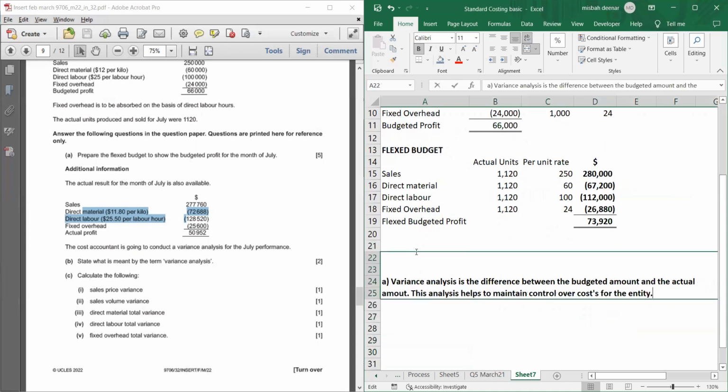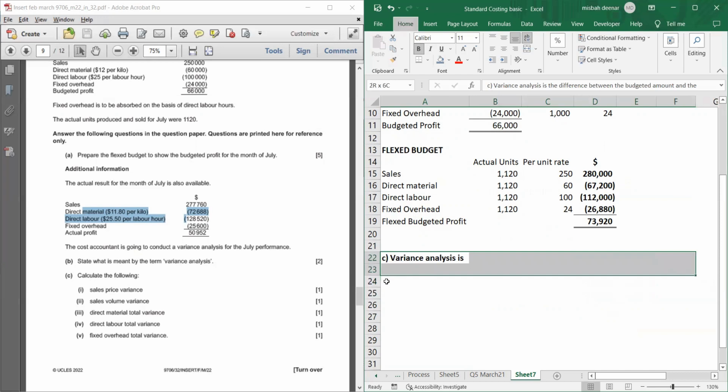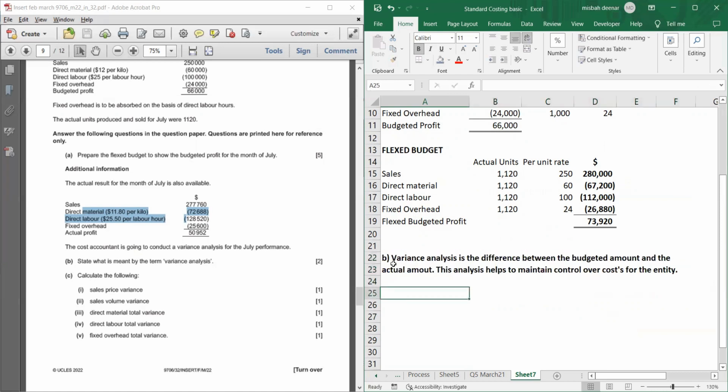Then for part C, we have to calculate the following variances for 1 mark each. Number 1, sales price variance. How do we calculate the sales price variance? For that, we have the budgeted selling price, which is 250 as calculated above, and then the actual sales price. So what is the actual sales price? We are given the actual sales data for 1120 units.